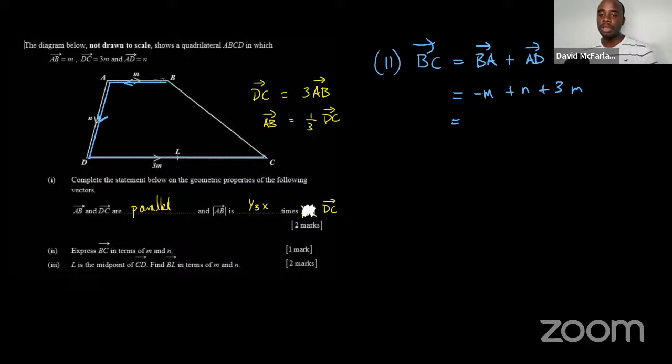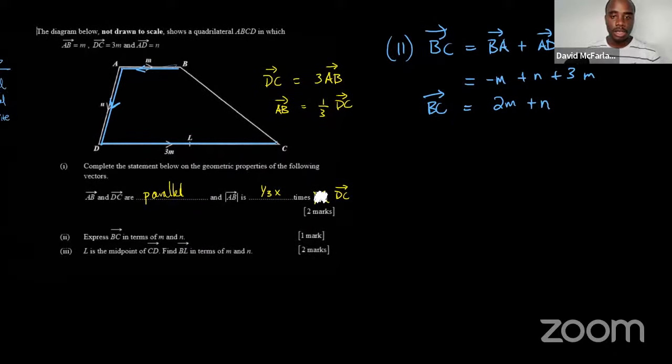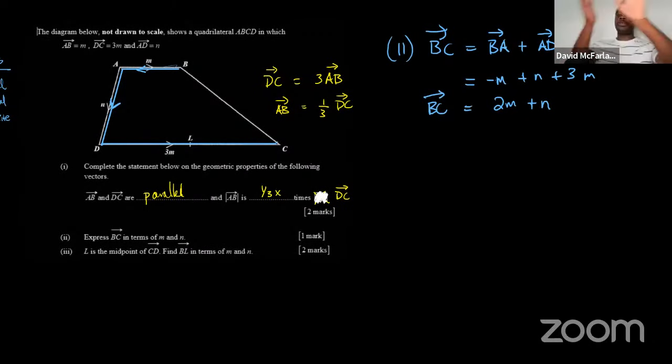All I need to do now is to simplify. So we have negative M plus 3M. That's 3M minus M, which is just 2M. So BC must be 2M plus N. All right. So once we think about the vector as the movement, moving from one place to another, then we can solve problems with vector geometry.